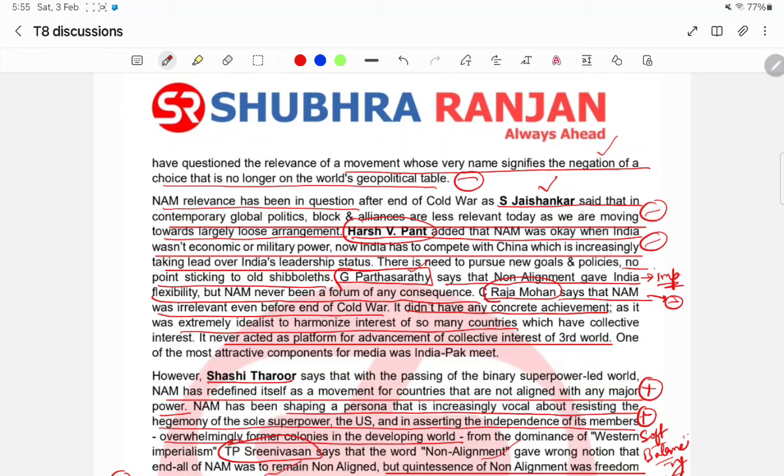Okay. Jaishankar mentions that in contemporary global politics, blocs and alliances are less relevant today as we are moving towards largely loose arrangements. Okay. And Harsh Pant added that NAM was okay when India was not economically or militarily powerful. Now India has to compete with China, which is increasingly taking the lead over India's leadership status. So India does not need NAM now. Okay. India needs better countries to align with.